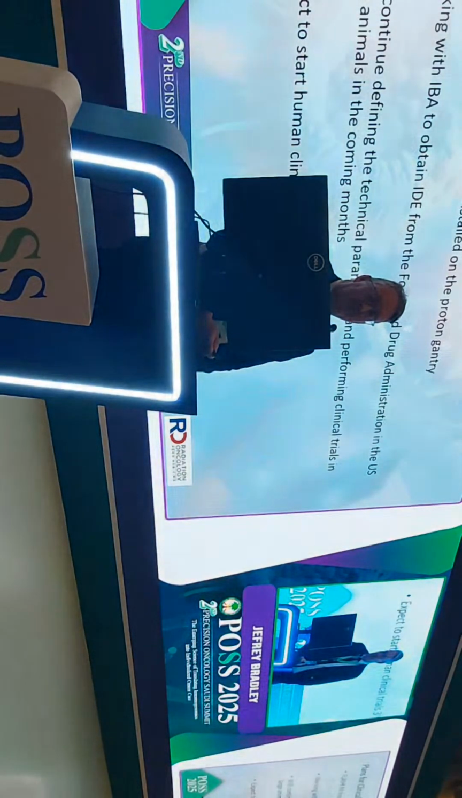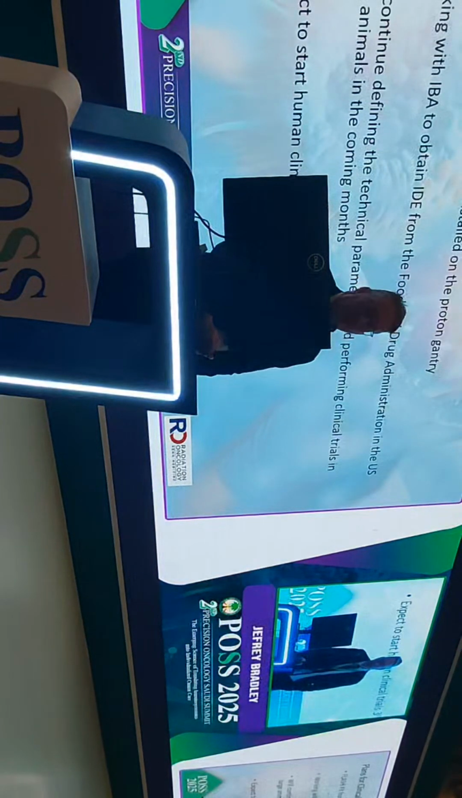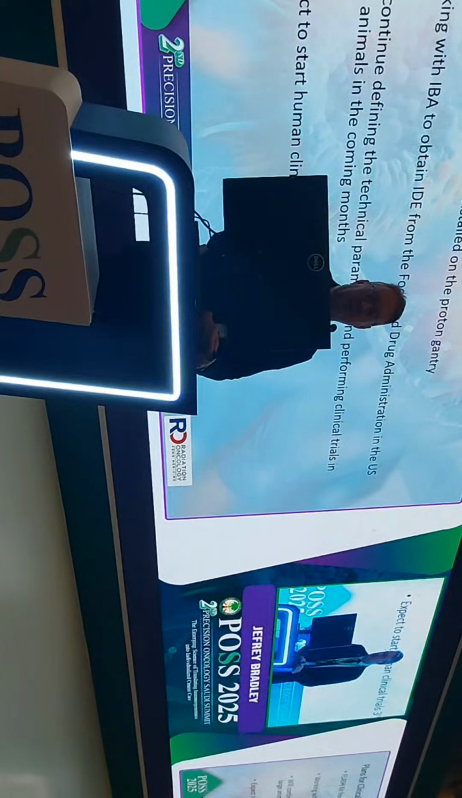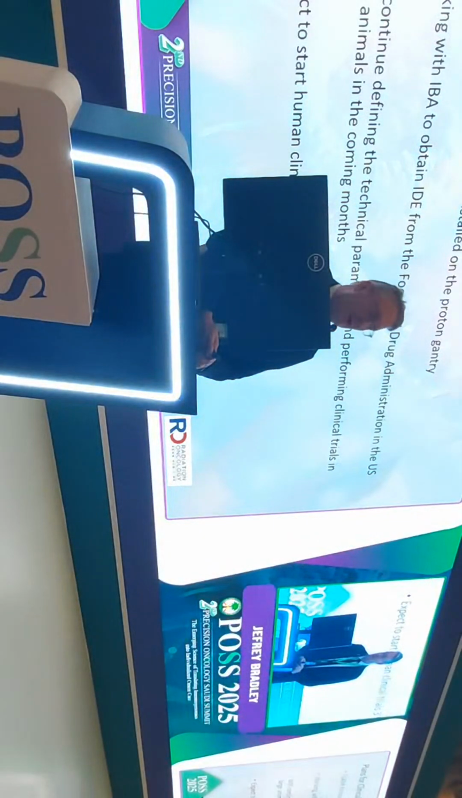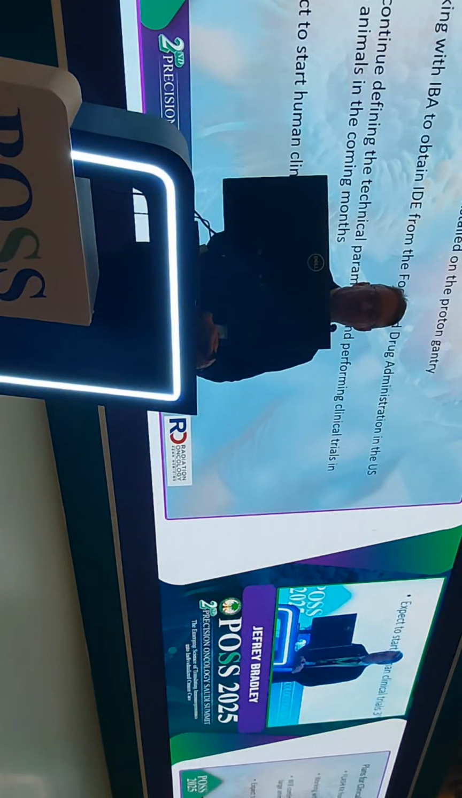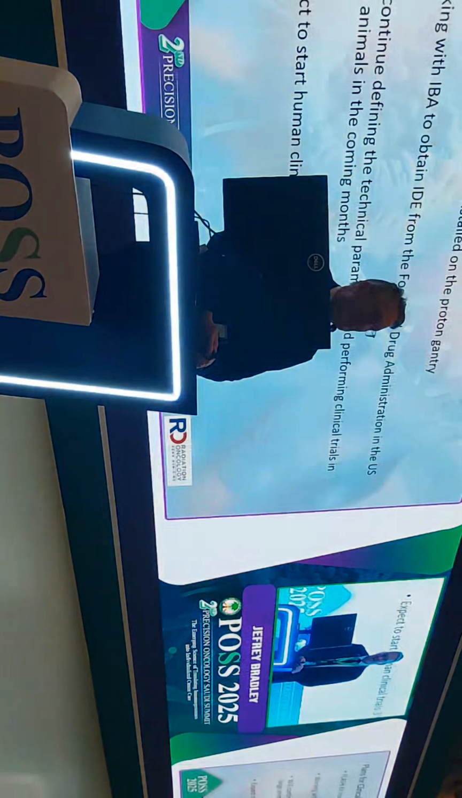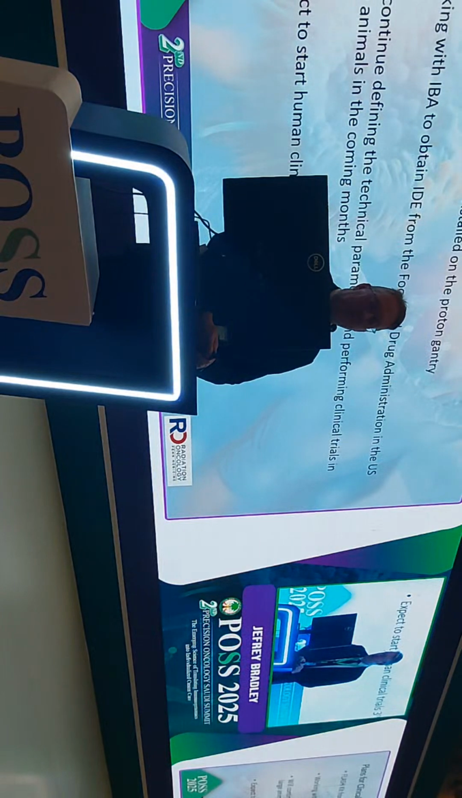We developed a flash kit that can be installed on 98 units in a proton gantry so others can use it, let's say at the University of Washington or other centers with the same technology. We're working with IAA to obtain FDA approval for this. We continue to define technical parameters and perform clinical trials in large animals in the coming months. And we have written a human trial for patients with recurrent head and neck cancer, previously irradiated head and neck cancer, that will open in the 3rd quarter of this year using flash.